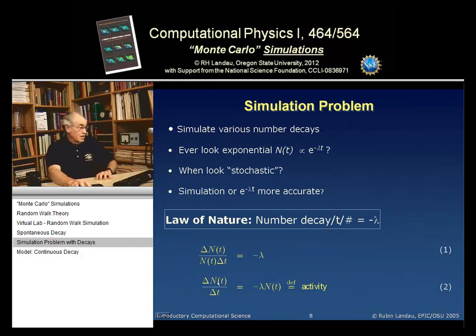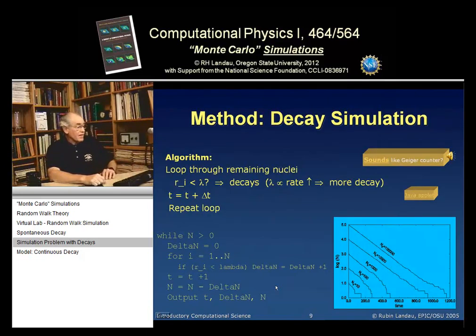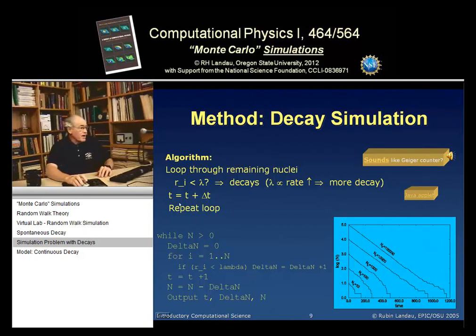That'll be a constant. If we also look at the activity, the number decaying per unit time, that's minus lambda n of t. That's called the activity. And obviously, if it's proportional, it's going to look just like n of t. So that's the mathematics. Now here's the simulation. So take a look now at slide 9, and then we'll look at a bunch of things. Okay. How do we simulate this? Well, here's the basic algorithm, right at the top.